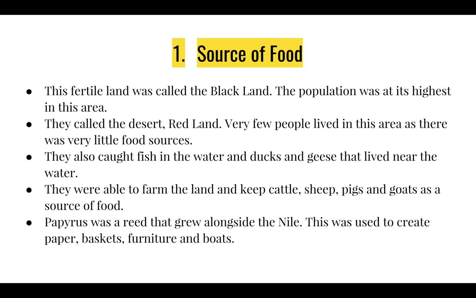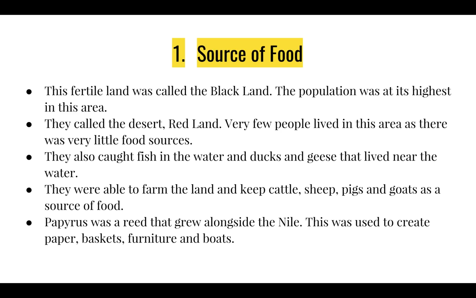Beyond that, where we showed you some images where it was quite brown and maybe even, at different points when it's really hot, red, they called it the Red Land, the desert. And obviously, very few people lived there because it was not as easy to live there, not as hospitable, and there weren't as many food sources.